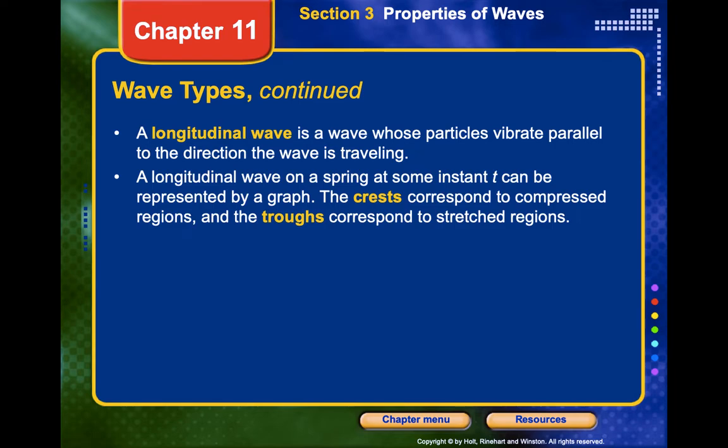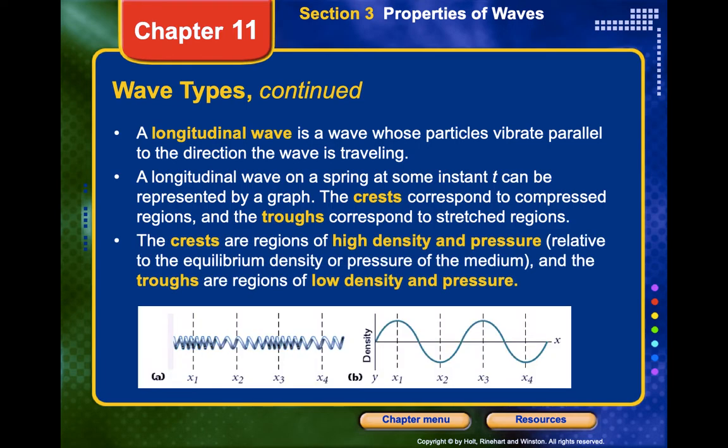A longitudinal wave on a spring can be represented by a graph, which we're going to see. The crests correspond to not the high or low regions, but rather the dense regions would be the crests, and the low density regions would be the troughs. And that'll make more sense with a photo, as we'll see in a moment. But the crests are high density and the troughs are low density. And that's what we're seeing in this picture here.